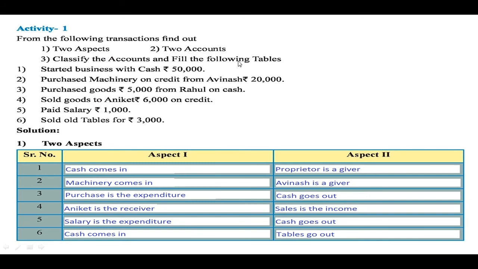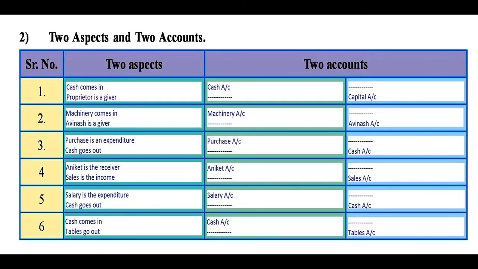First one, started business with cash rupees 50,000. Now, whenever the businessman starts the business, he invests money in the business, so cash comes in the business and he becomes the giver that we have studied in the previous activity. So the second aspect is proprietor is a giver, while the first aspect is cash comes in the business.